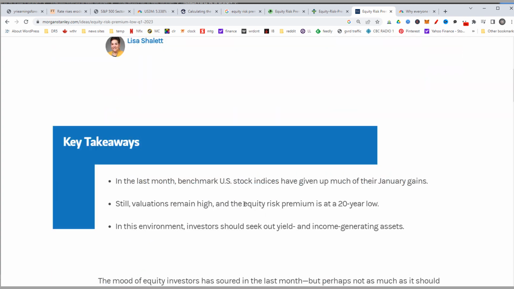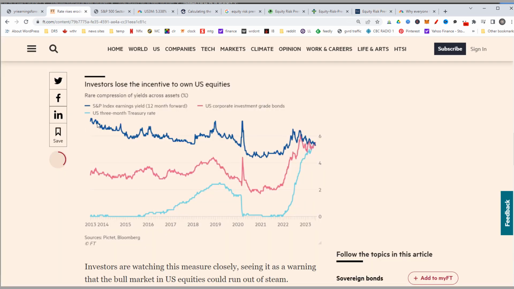They mentioned that the equity risk premium is at a 20-year low, and it's probably better at this point for investors to put their money in yield and income generating assets instead of the stock market. So as you can see, most of the time the risk premium is quite wide.